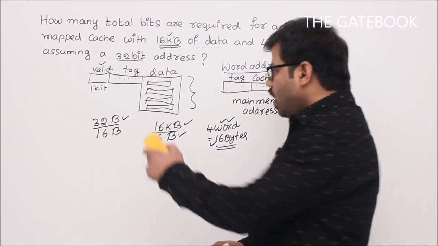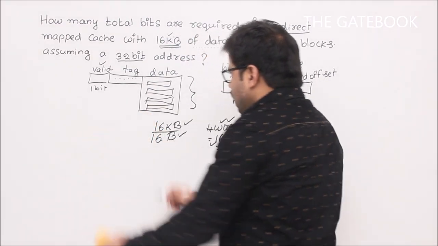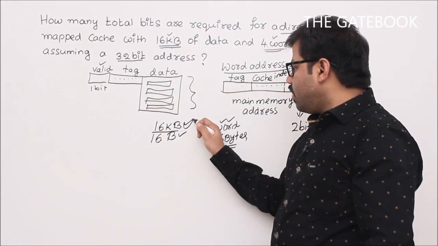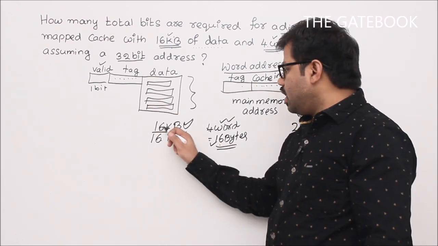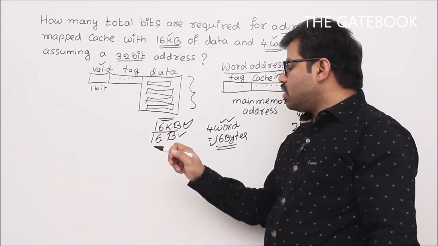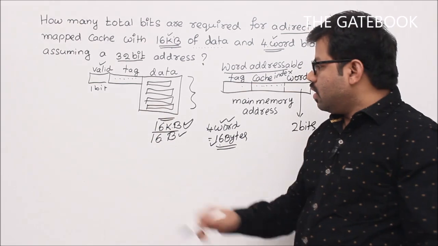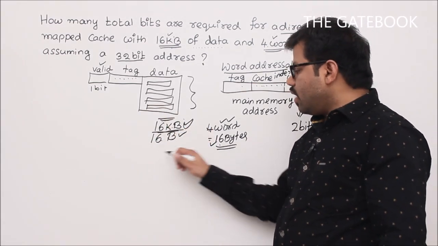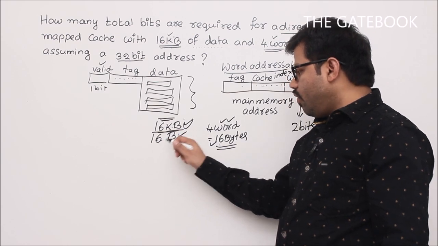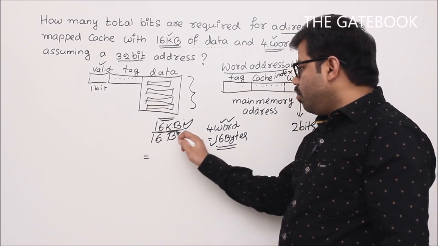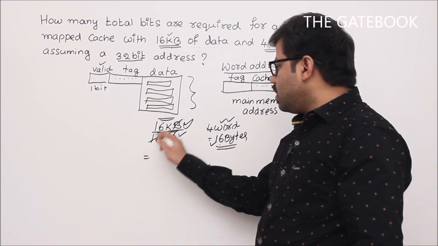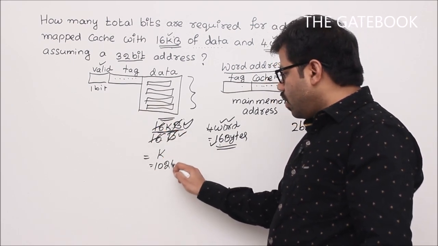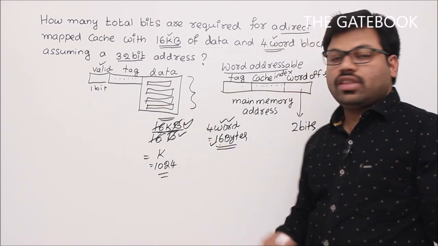In the same way, whenever you want to find the number of cache blocks for a problem from now onwards, first find the size of the cache, 16 KB, which is specifically the size of the data in the cache. Divide it by the size of the data in a block. Then you get the number of blocks. B will cancel, 16 will cancel. You get K, and K means 1024, right? So the number of blocks is finally 1024.